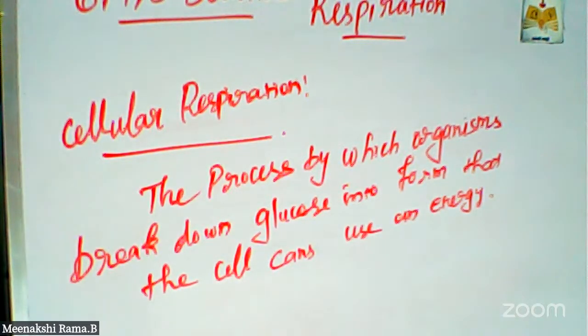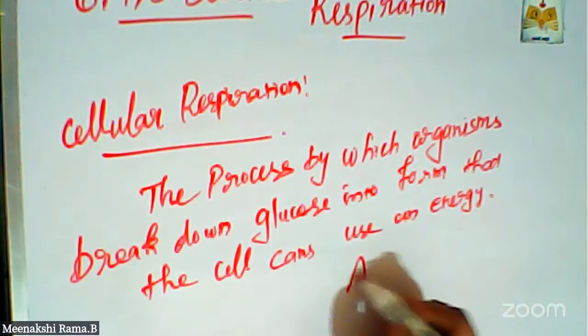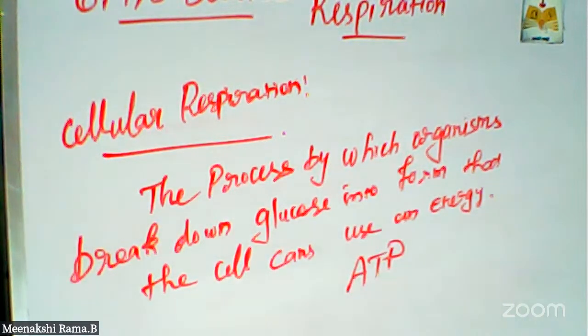So this energy that is made available in living cells is called ATP. It's called ATP. The cellular respiration takes place in the cytoplasm and the mitochondria.